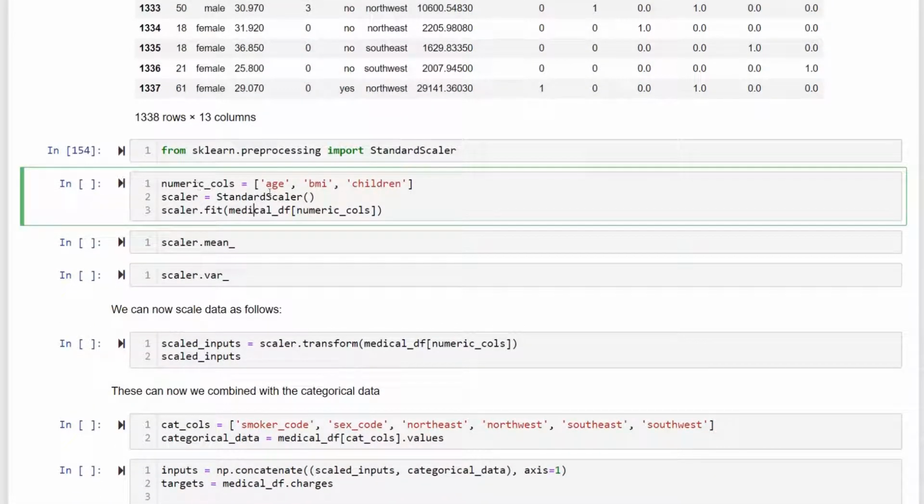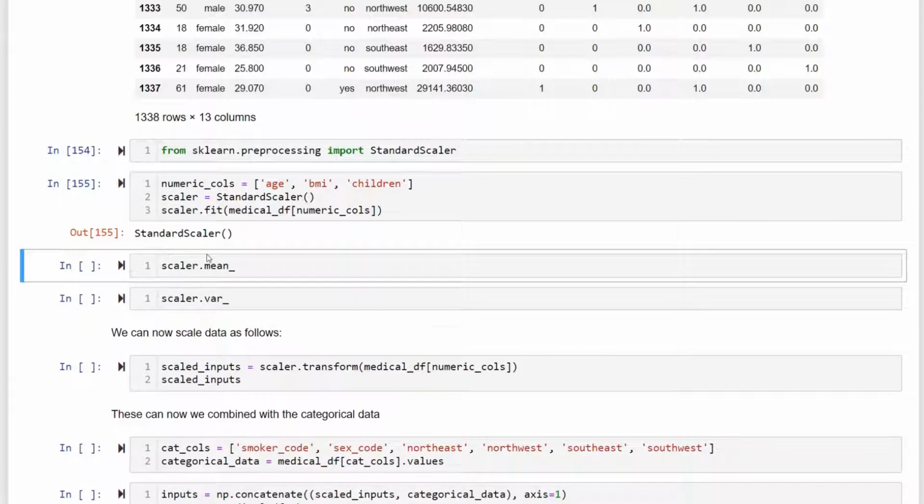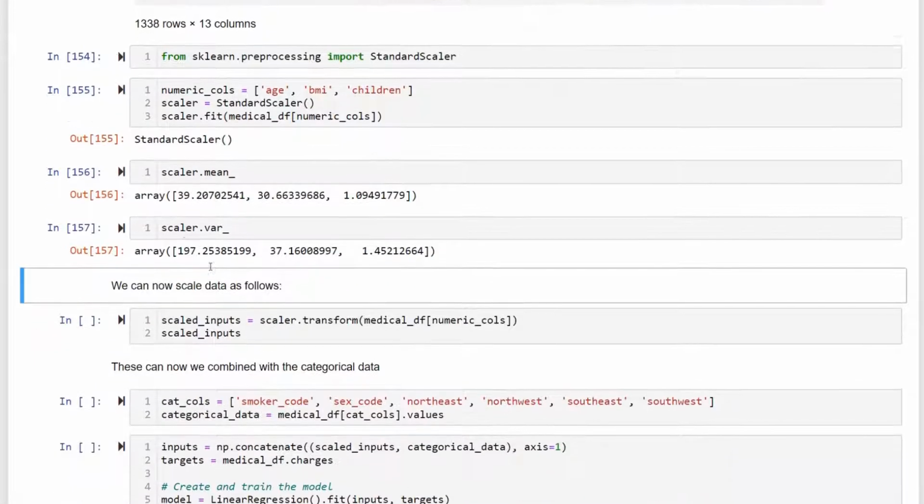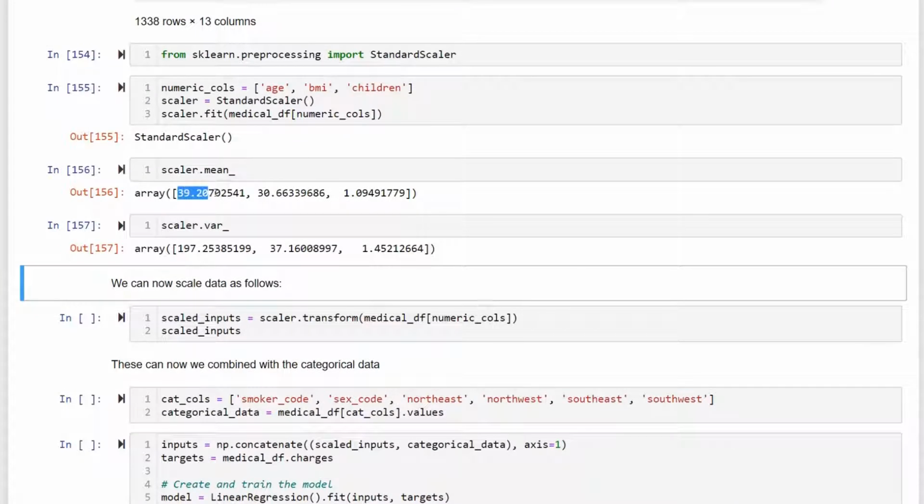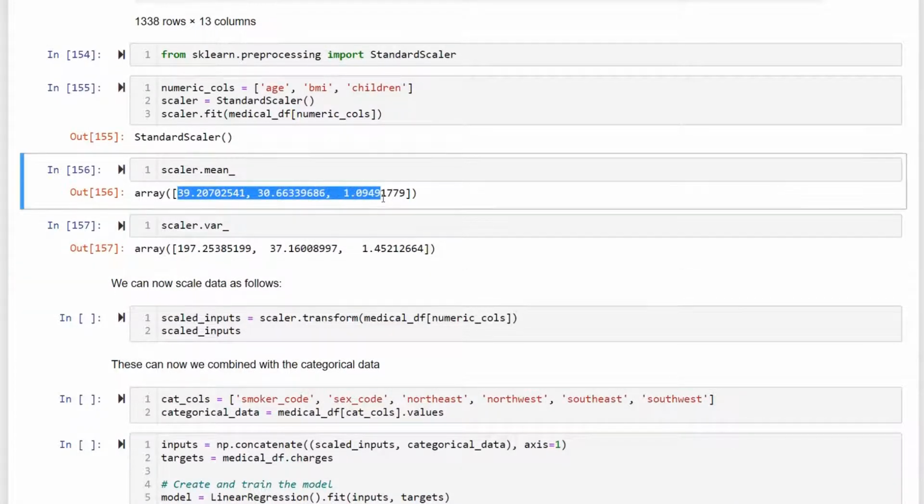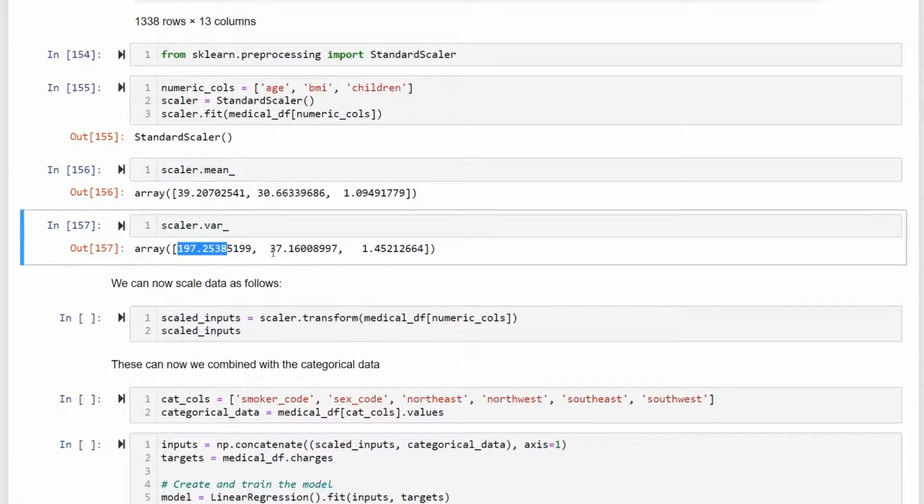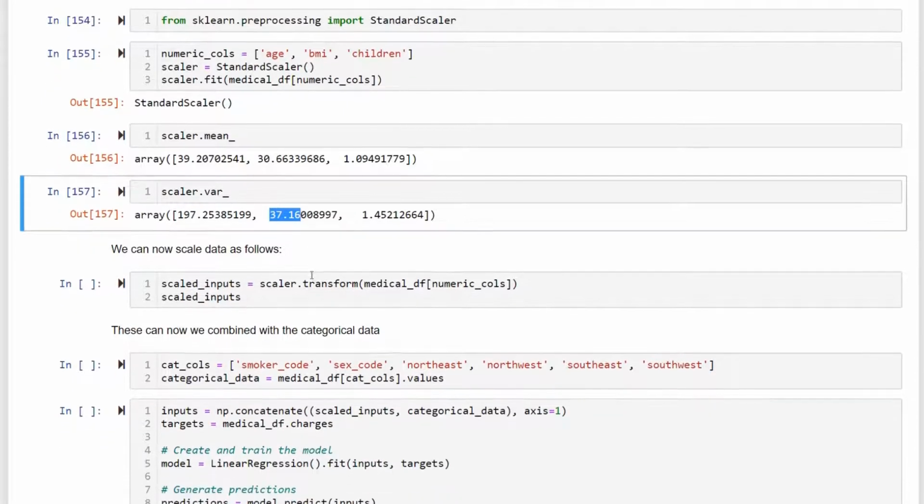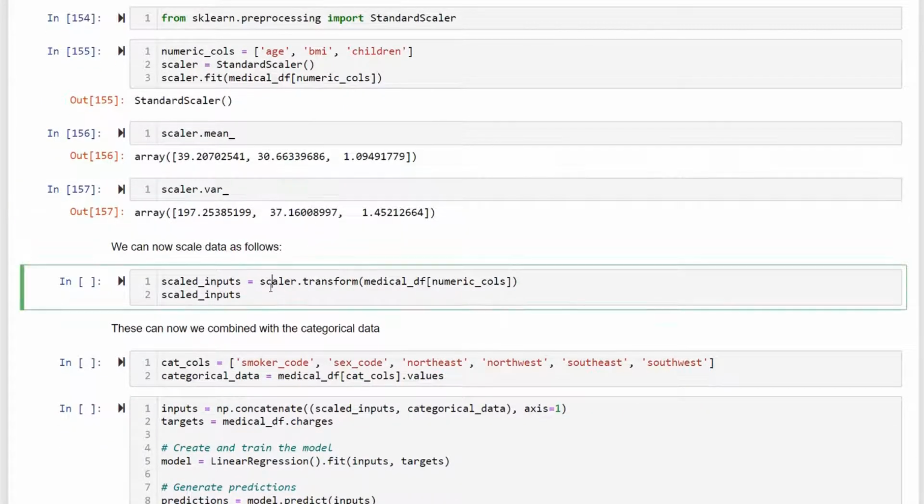I'm going to first concentrate on the high weighted features, that is age, BMI and children, which are numerical values, and apply the standard scaler. Let us see the scaler mean and the scaler variance. The mean will be 39 for age, 30 for BMI and 1 for children, and the variance will be 197 for age, 37 for BMI and 1.45 for children. So now we can scale the data as follows.